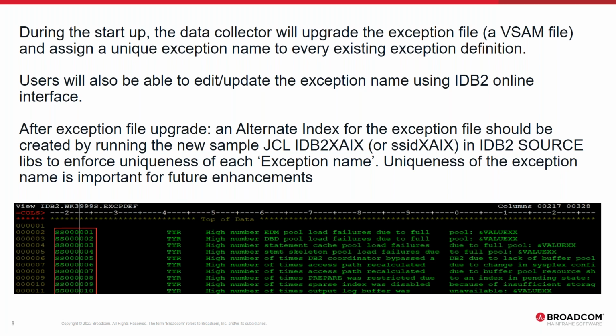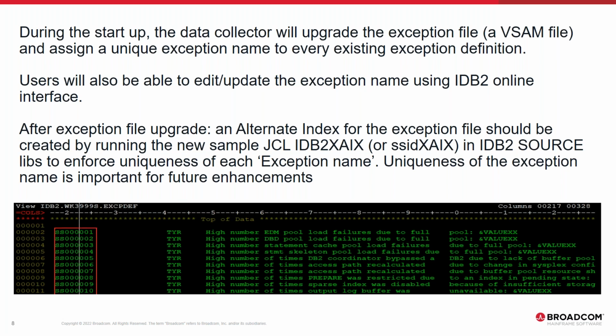After the exception file upgrade is done, we recommend at Broadcom that you create an alternate index to make these names unique. This can be done using the new JCL sample available to you. And that's pretty much it as an overview. As you can see here in the screenshot, those are the exception names that are SS1 through 10.